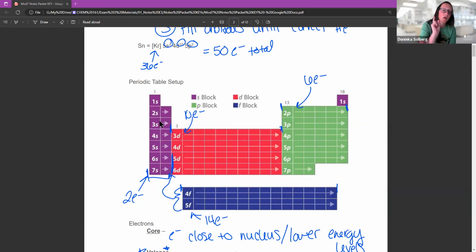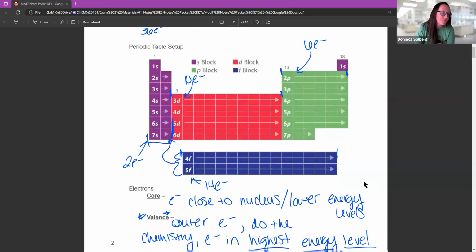The s block starts at 1. The p block starts at 2. The d block starts at 3. And the f block starts at 4. Okay, so then you just kind of go in order of how the periodic table is set up. If you need help with that, let me know.